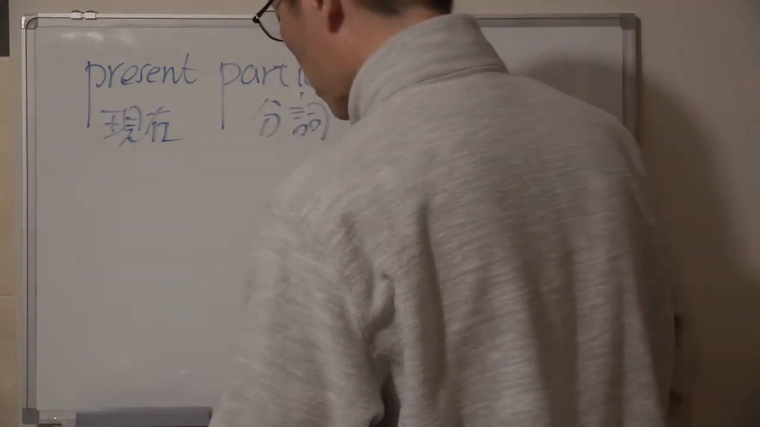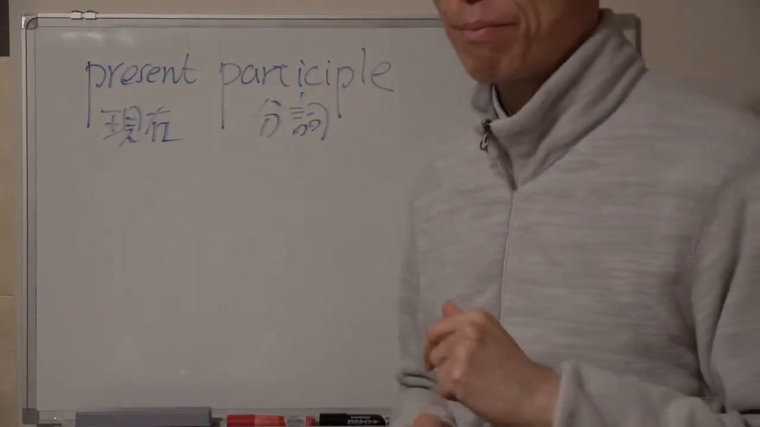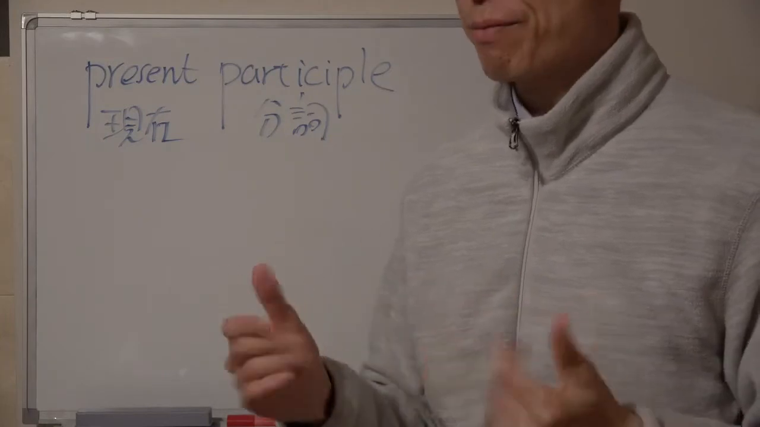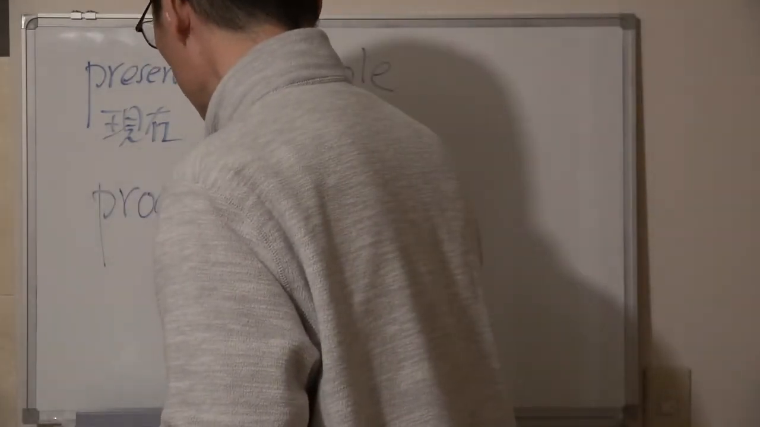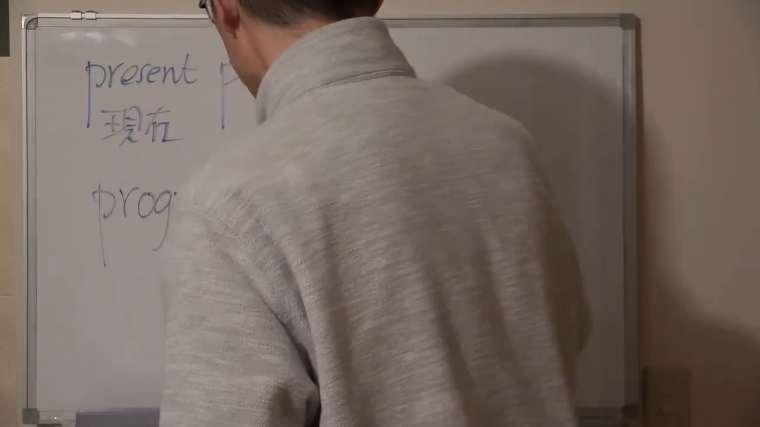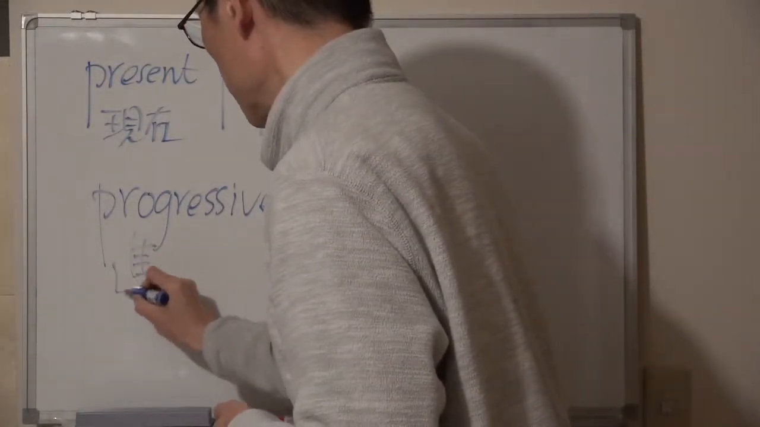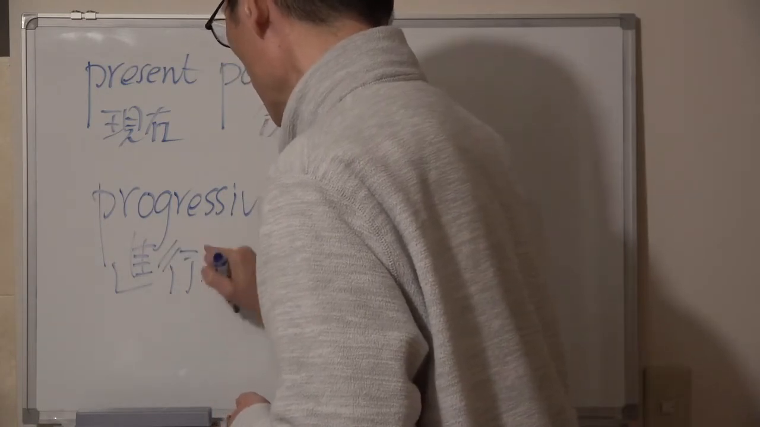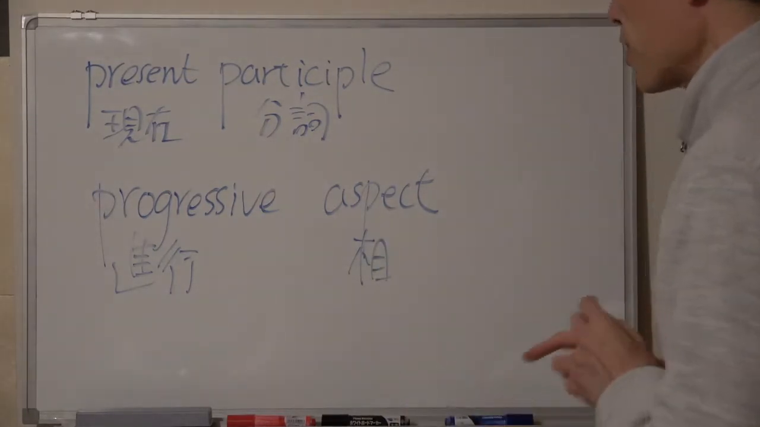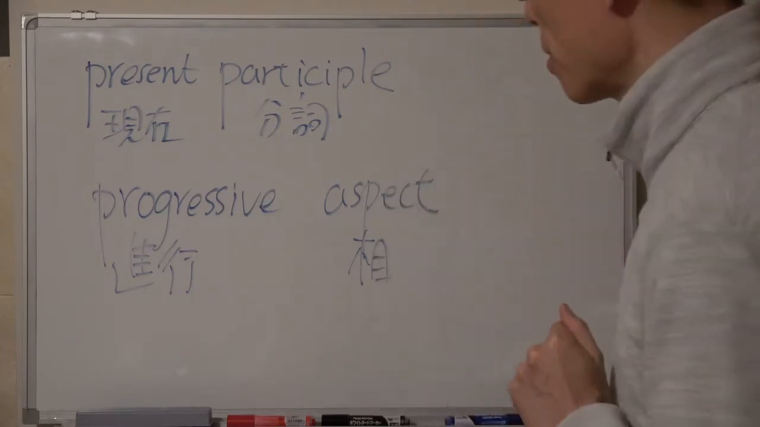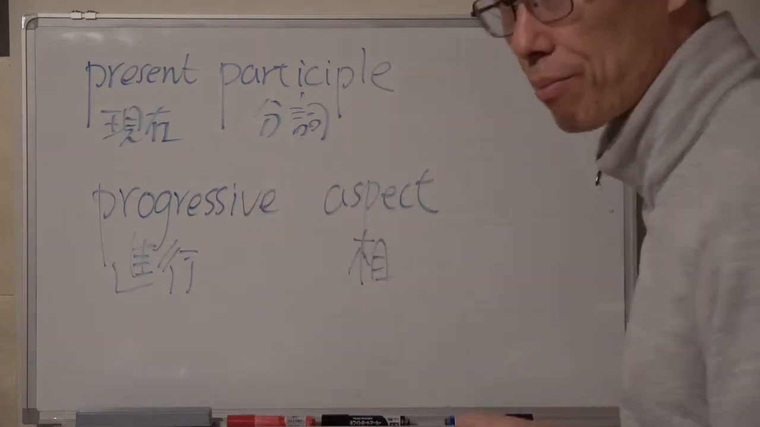Now, the most typical use of the present participle is, of course, progressive. Okay, progressive. Progressive 進行. Okay, progressive aspect. 進行相. So today I'm going to discuss present participle and progressive aspect. Okay, here we go.